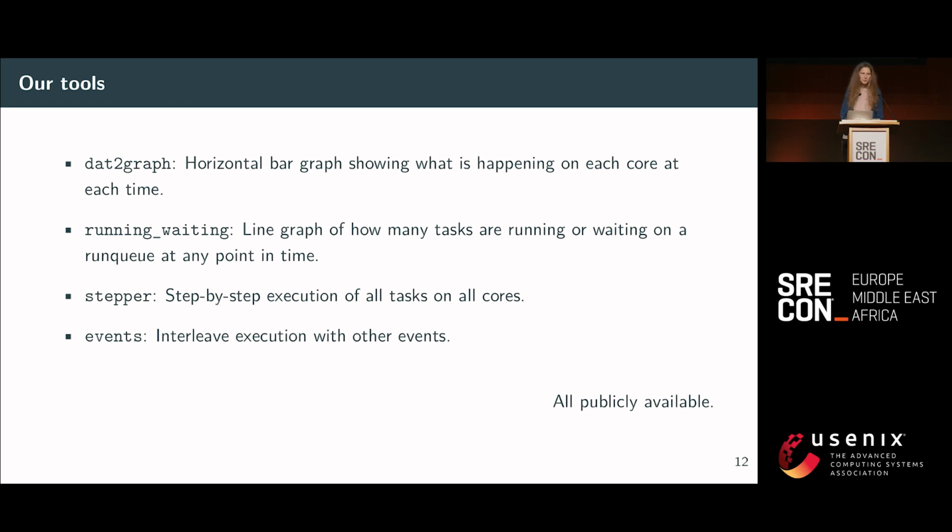So I'm going to talk about 4 different tools. We have DAT2Graph, which is kind of like Kernel Shark. You have your CPUs, you can see what's going on each CPU. It's kind of a horizontal bar graph, so you see lines going back and forth.